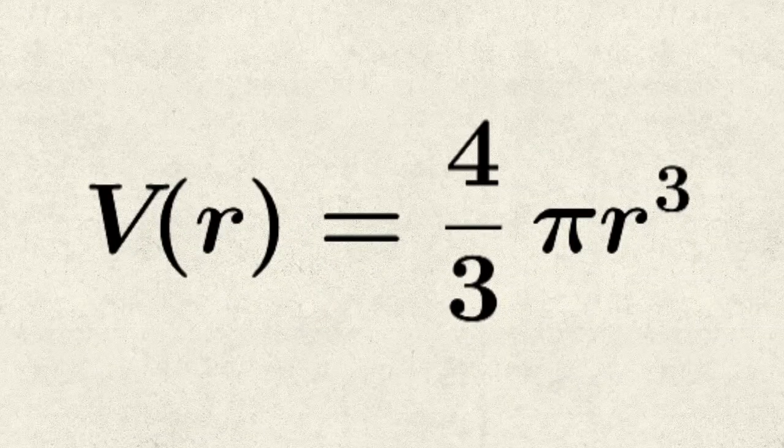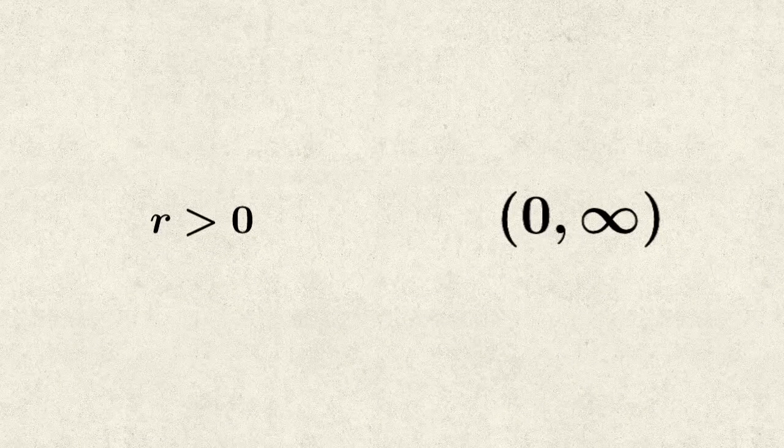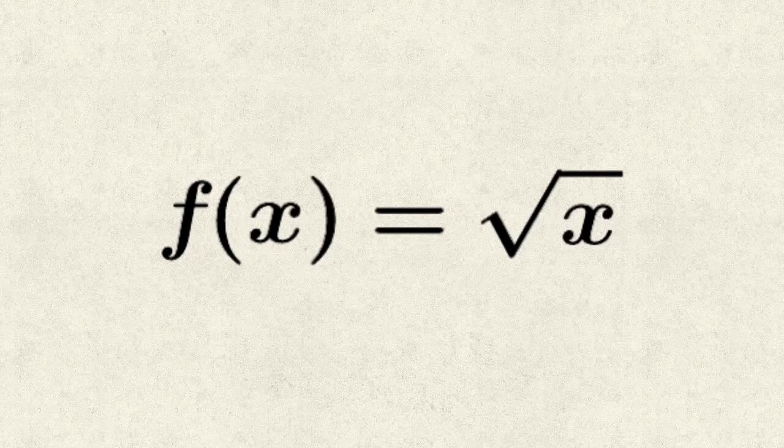How about the formula for the volume of a sphere? What is the domain of this function? Since this is a real-world formula, we know that no sphere has a negative radius. Therefore, the implied domain is any radius that is strictly greater than 0. You can see the notations on the left and on the right are both valid ways to indicate the domain of this formula.